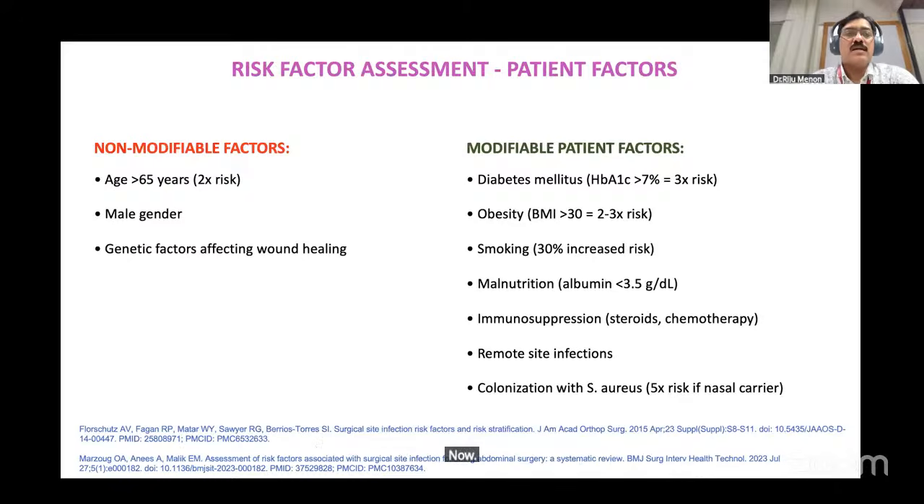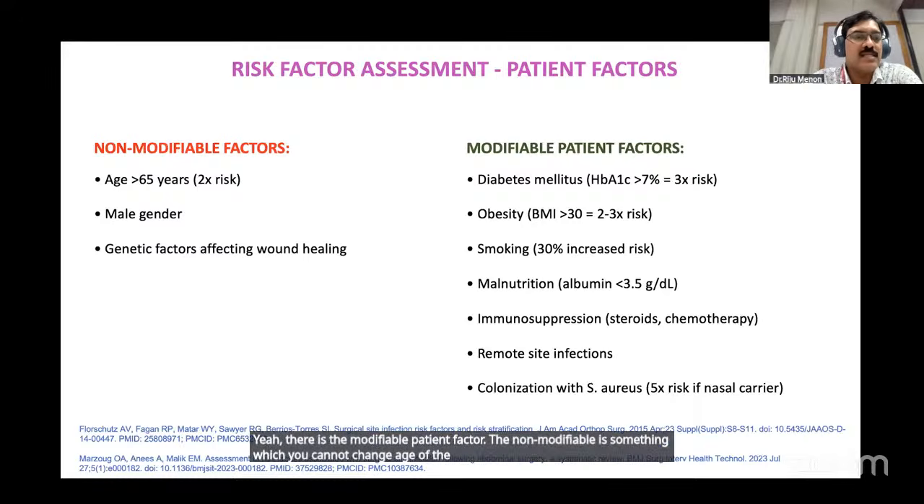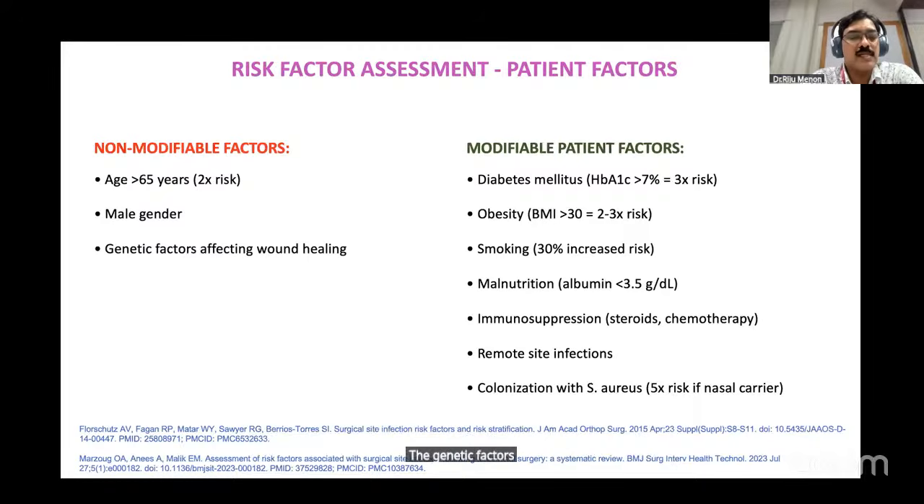Now, when you are assessing patients pre-operatively, you will have to find out what is their risk of developing an infection after surgery has been done. So based on patient factors, we have two sets of factors. One is the non-modifiable factors. The other is the modifiable patient factors. The non-modifiable are something which you cannot change: age of the patient, gender of the patient, the genetic factors affecting wound healing that the patient is born with.